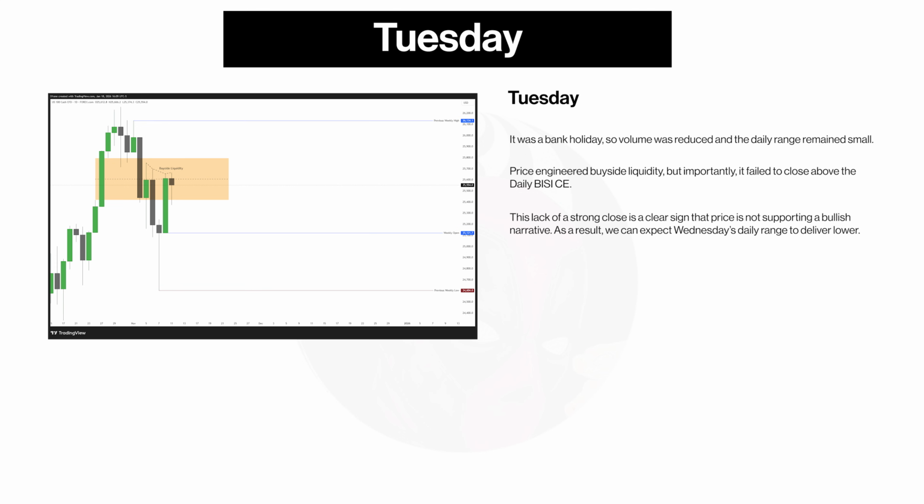Observe here, Tuesday was a banking holiday. Therefore, the daily range was small and price accumulated liquidity on the highs. On Wednesday, we can expect price to continue lower towards the direction of our high time frame draw. So this is how you can profile daily narrative.